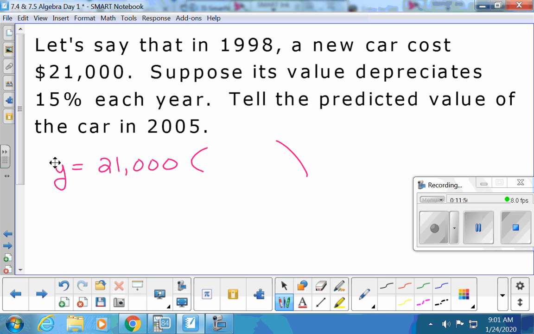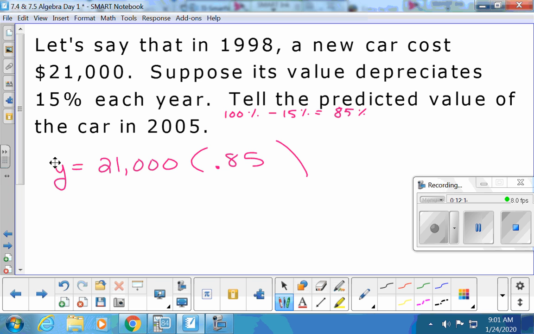So depreciating 15% each year just means if I start with 100% of the value and I'm going to lose 15% of the value each year, what percent would I have next year? 85%. So my growth factor is going to be a 0.85. It's not going to be growing at all. It's going to be decaying. Does that make sense? So unlike the bacteria problem where we were adding the 40% each year, we're subtracting 15% each year.